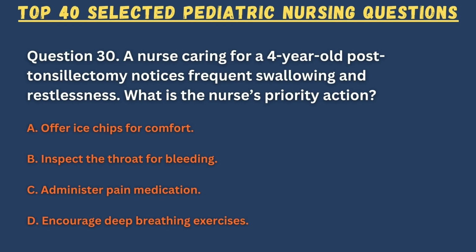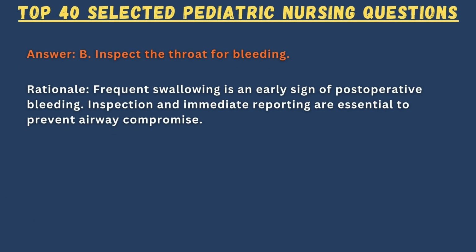Question 30. A nurse caring for a 4-year-old post-tonsillectomy notices frequent swallowing and restlessness. What is the nurse's priority action? A. Offer ice chips for comfort. B. Inspect the throat for bleeding. C. Administer pain medication. D. Encourage deep breathing exercises. Answer. B. Inspect the throat for bleeding.